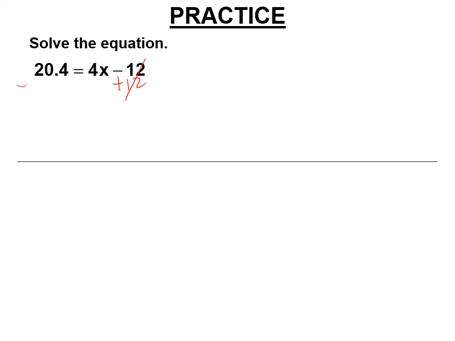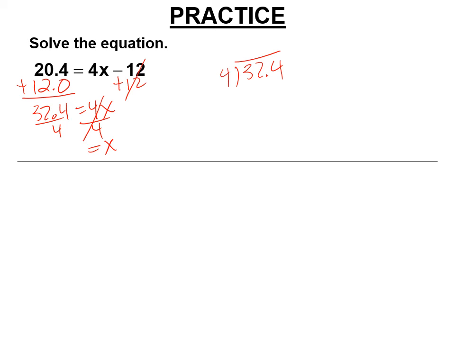Decimals, add 12, line up your decimal points over there. 32.4 equals 4x. Divide both sides by 4. Yes, we're going to need to do some side work this time. 4 into 33 doesn't go, but 4 into 32 goes exactly 8. Decimal straight up, 4 straight down. 4 into 4, 1. That's nice. So 8.1 equals x.